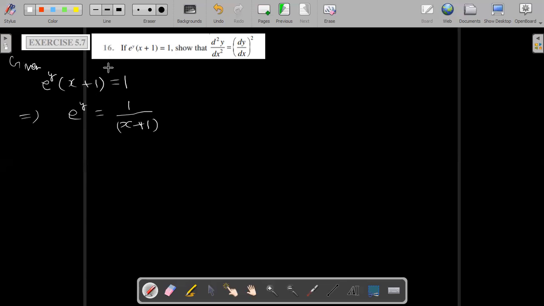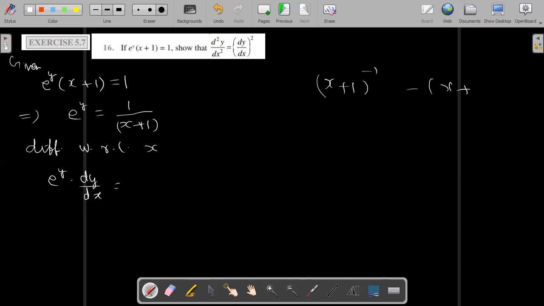And now differentiating with respect to x. This is a function of y, so it will differentiate, but y will also be differentiated with respect to x, so dy by dx. And here 1 upon x plus 1, when you differentiate it, it will become x plus 1 raised to power minus 1, and its differential will be x plus 1 raised to power minus 2, so minus 1 upon x plus 1 whole square. This will be the differential of this. I have done it directly.